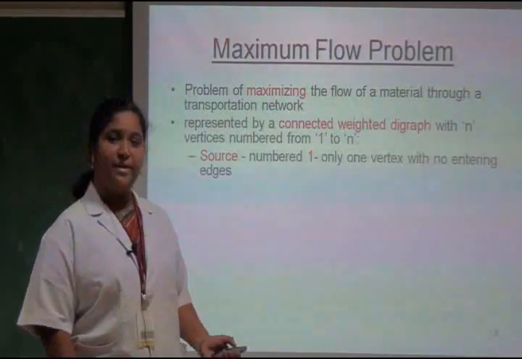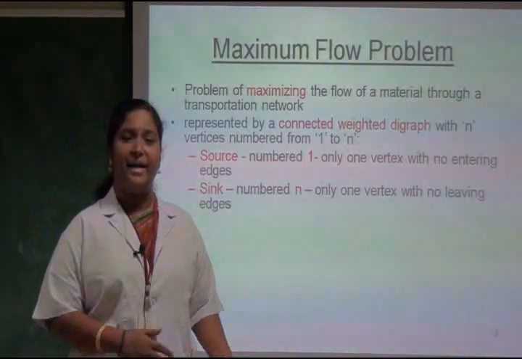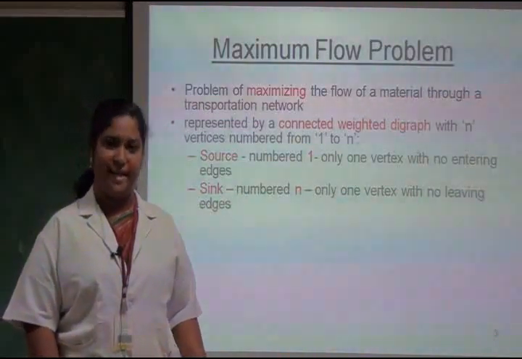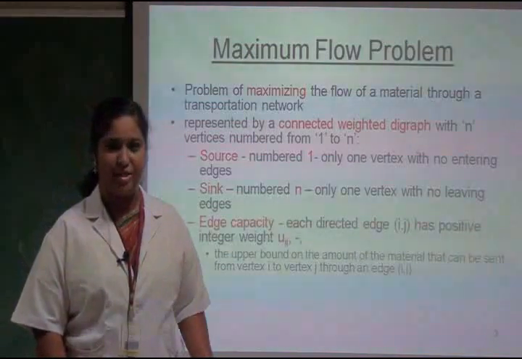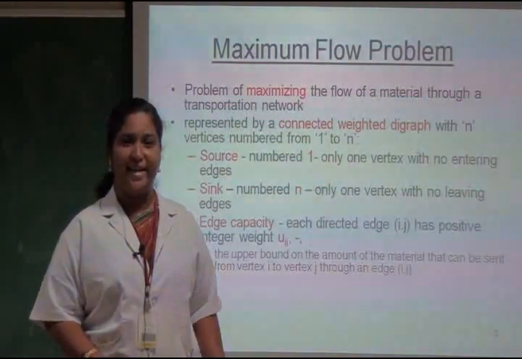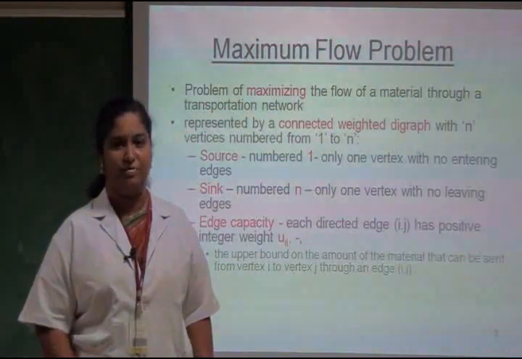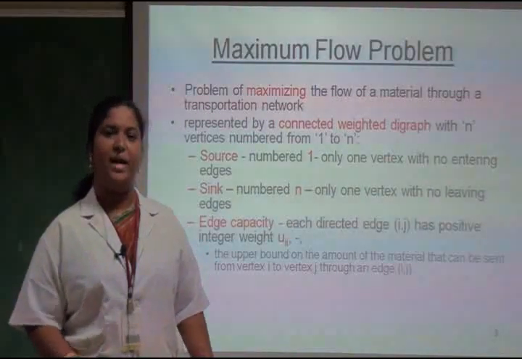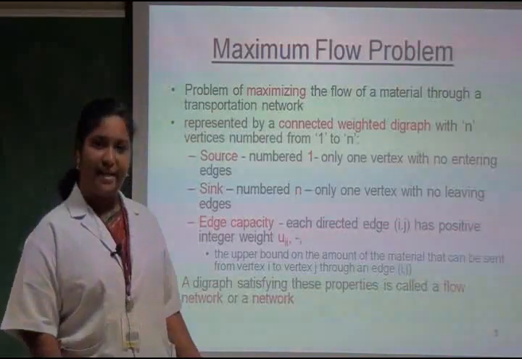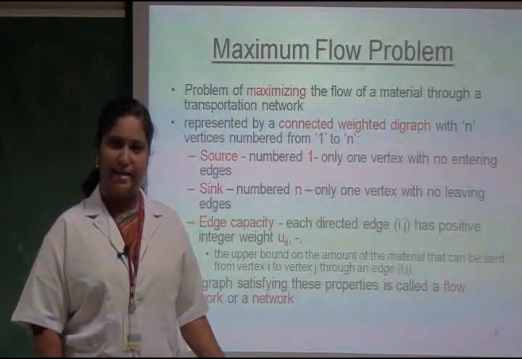The next term is a sink. A vertex which does not have any outgoing edges is called a sink, and it is usually given the number n. The next term is edge capacity. With each edge we associate one number which indicates the upper bound on the amount of material that can be sent through that particular edge from vertex i to vertex j, and it is usually represented by the notation uij. Any graph which satisfies all these properties is called a flow network or simply a network.